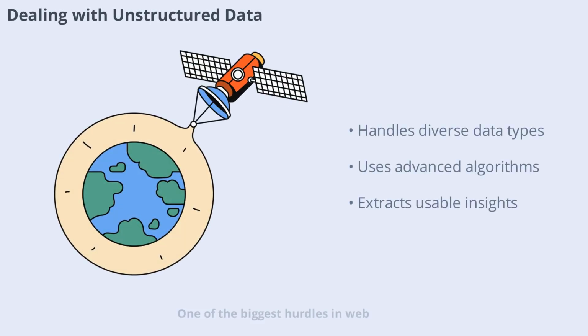One of the biggest hurdles in web content mining is dealing with unstructured data. Unlike structured databases, web content often lacks a consistent format. Text, images, and multimedia are presented in countless ways, making extraction and analysis challenging. Advanced algorithms and machine learning models are essential for making sense of this unstructured information and turning it into usable insights.